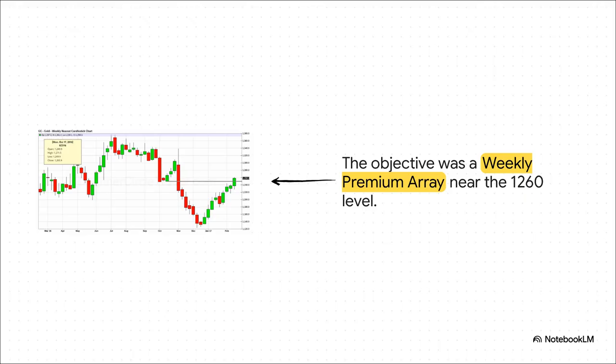And that same top-down analysis identified a key area of resistance, a weekly premium array, way up near the 1260 level. So now, just like that, we have the entire trade completely framed. We have a potential entry around 1142 and a logical target around 1260. This defines our entire potential trade range.